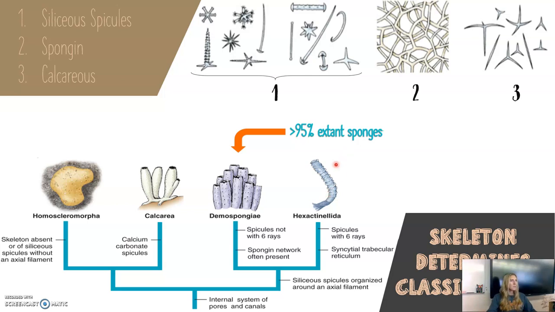If the sponge has both silica-like spicules and spongin fibers, then it's going to be in Demospongiae, which contains about 95% of all of the sponges that we find today. And then the last type are your calcareous skeletons. These are your class Calcarea sponges.